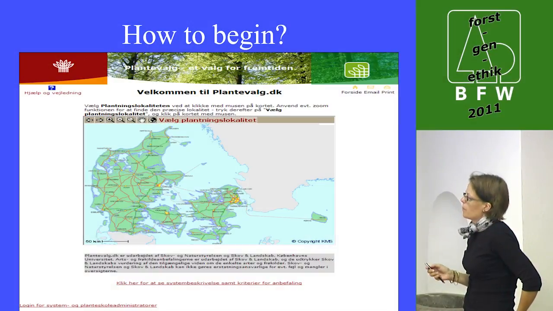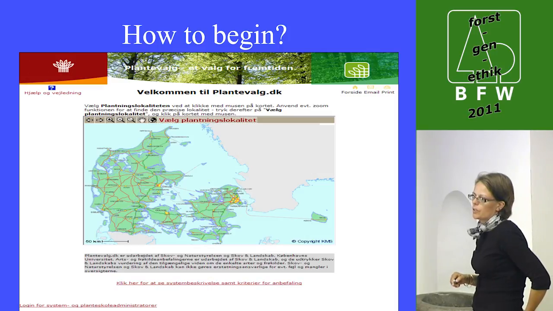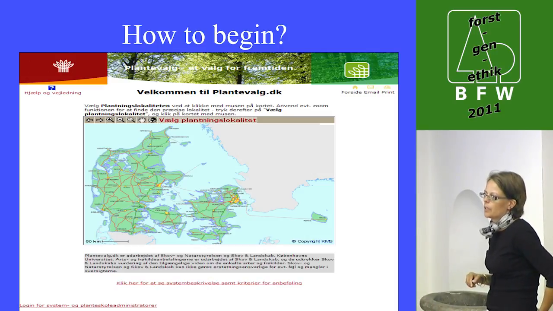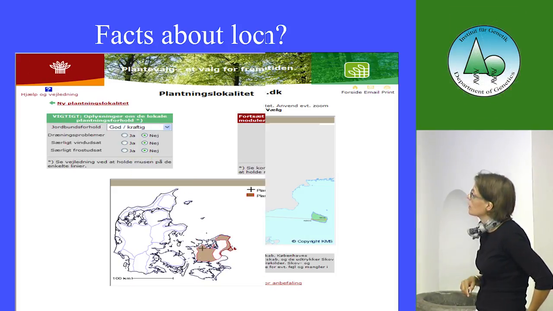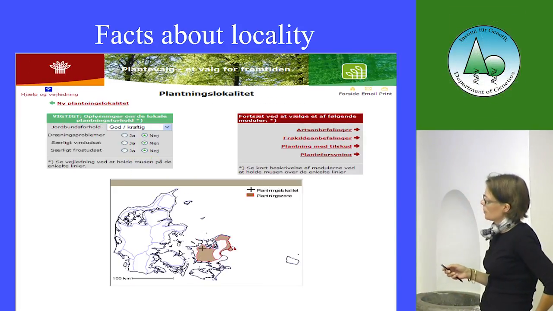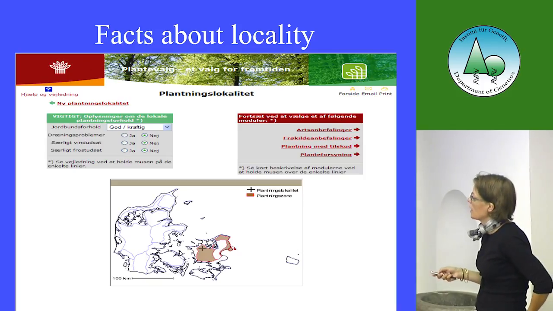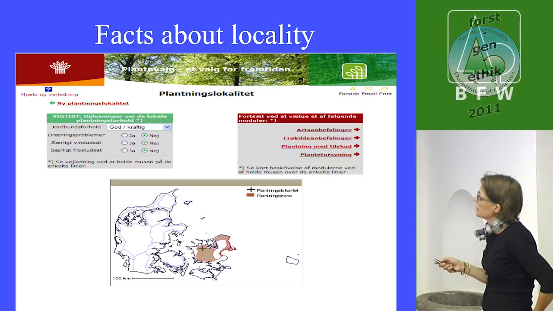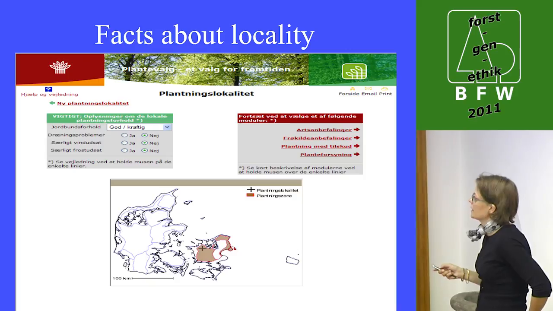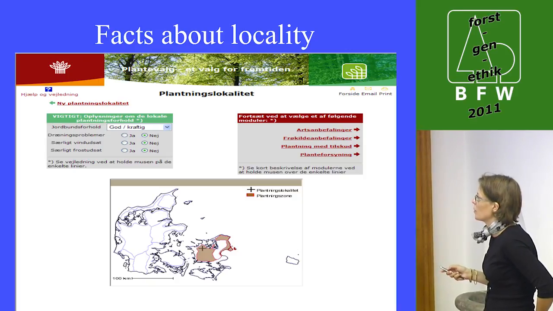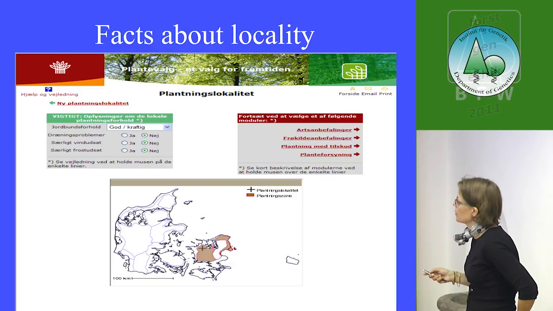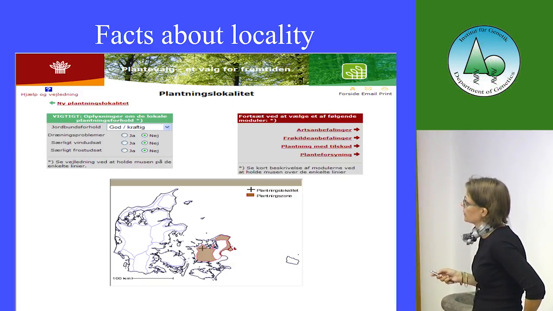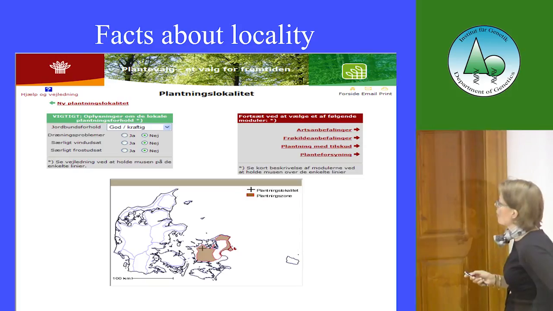This would be the starting page, or the page which is loaded when you enter www and then the address. So, you click where to plant, and you can see I have clicked I want to plant here, and I have said that it's good soil, and I do not have problem with frost, wind, or water.